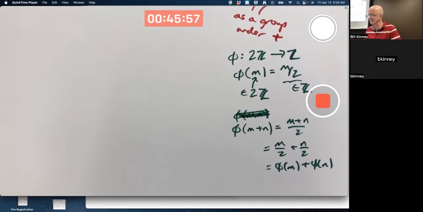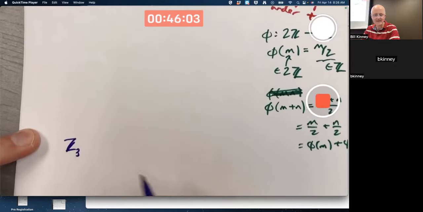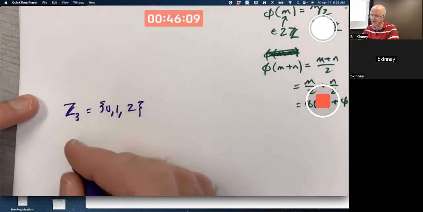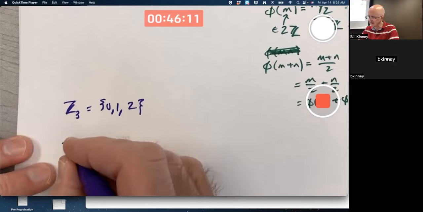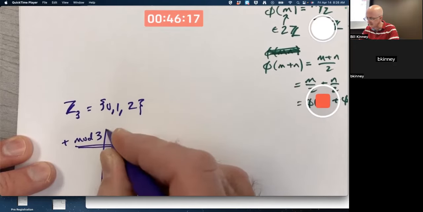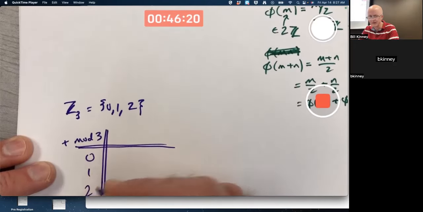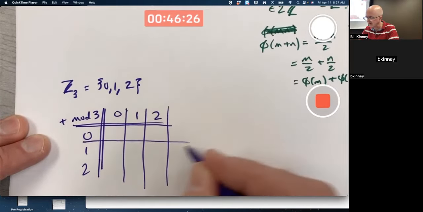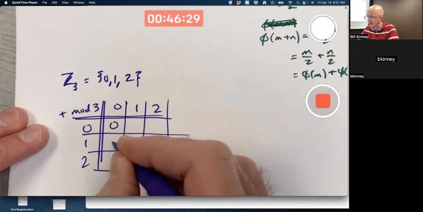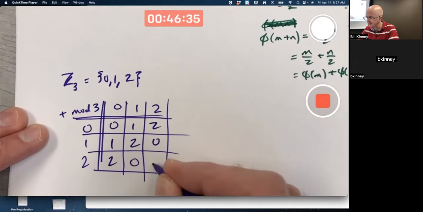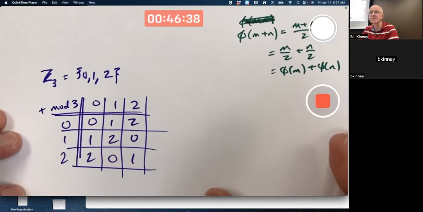Coming back to finite examples. Let's up the game here a little bit. Let's go to Z3. Certainly it's a group under addition mod 3. We already know that. It's a cyclic group, in fact. So addition mod 3. Cayley table. It is a group. 0 is the identity. It's an abelian group. There it is.